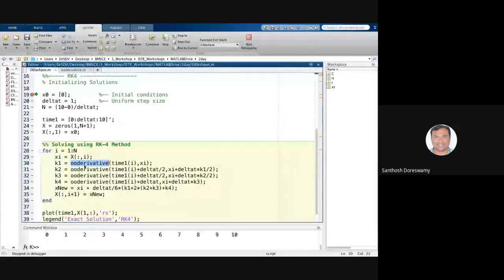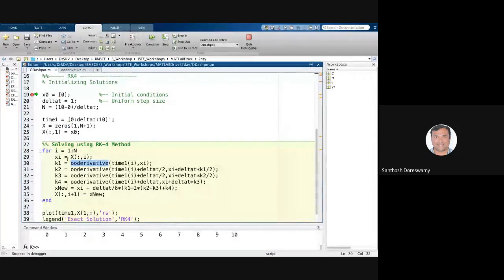That means you're trying to estimate the derivative again and again by passing the value of time. The time is now time 1 of I, comma xi. Xi was the previous value of x, given by the initial condition. Now k2 is estimated with a small modification, where you introduce delta t by 2, which is h by 2, and xi plus h by 2 times k1, computed in the previous command, and so on and so forth. We'll compute k3 and k4.